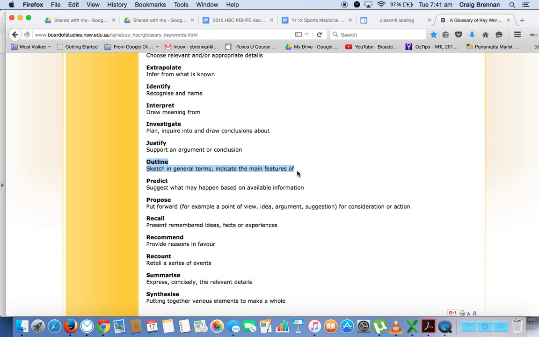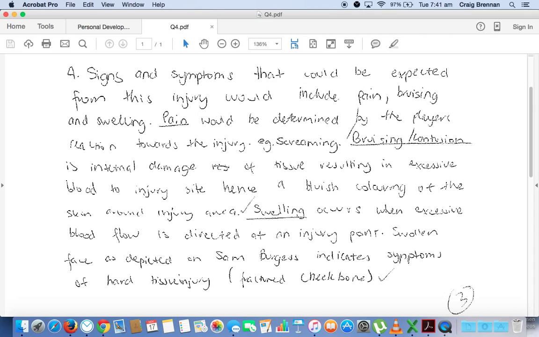And this is where students fell down. If we look at our sample response, you'll see, so we go through it. Signs and symptoms that would be expected from this injury would include pain, bruising, and swelling. That there where he's gone pain, bruising, and swelling, that's listing. That would get people 1 out of 3, and that's what a lot of people were doing.